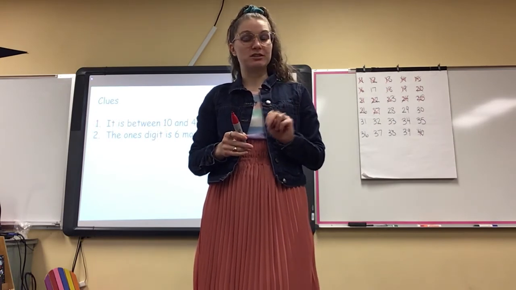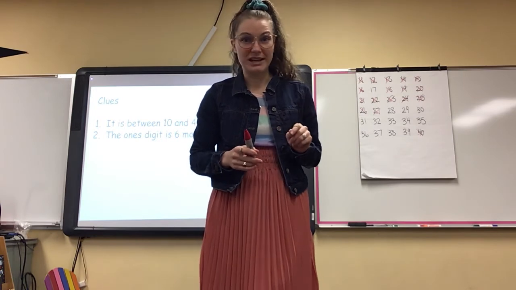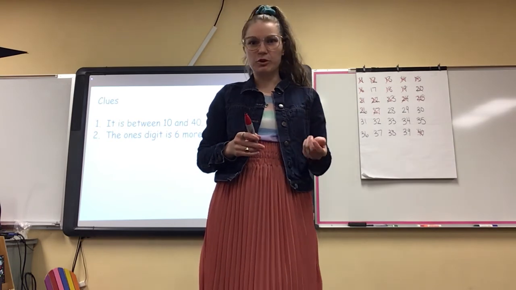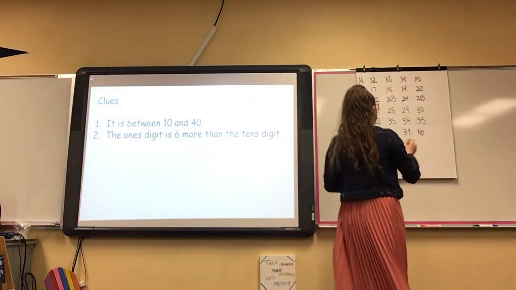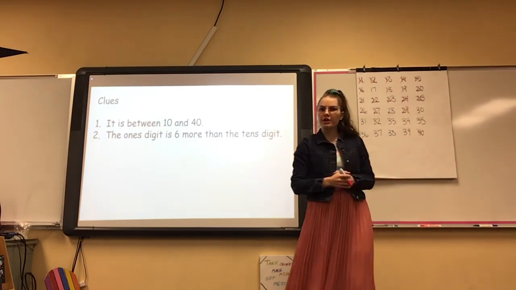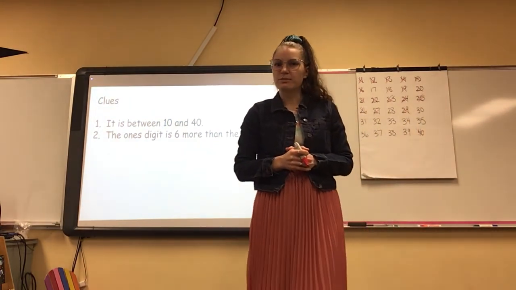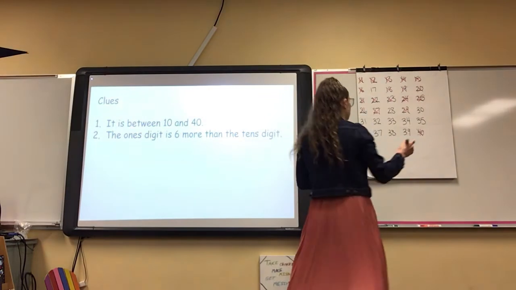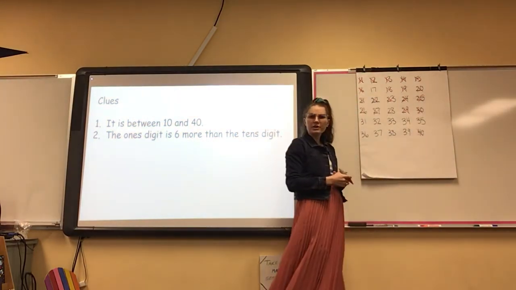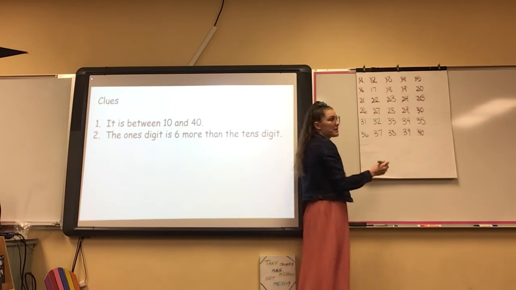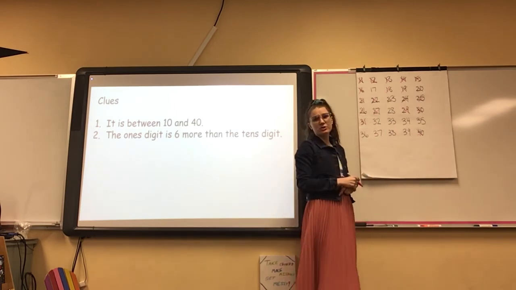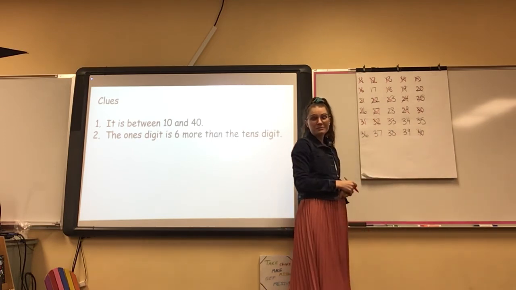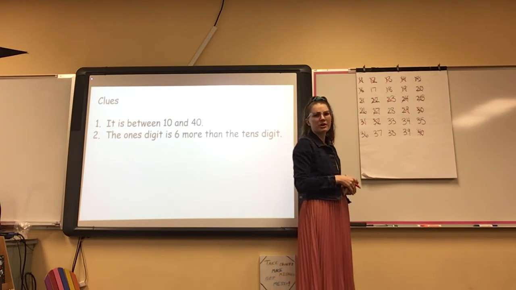So far we have 2 options. It could be 17. It could be 28. How about 29? 9 is more than 2, but it's 7 more than 2, so cross off 29. 30. 30 has a 0-digit in the ones place and a 3-digit in the tens place. Since 0 is less than 3, not an option. 31. 1 is still less than 3, not an option. 32. 2 is less than 3, not an option. 33. 3 is the same as 3. That's not 6 more. Cross it off.